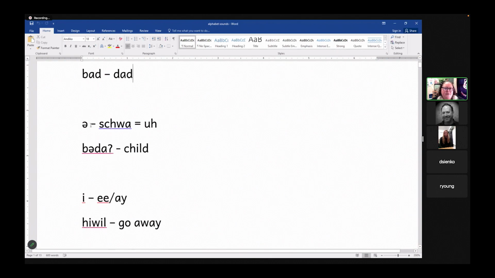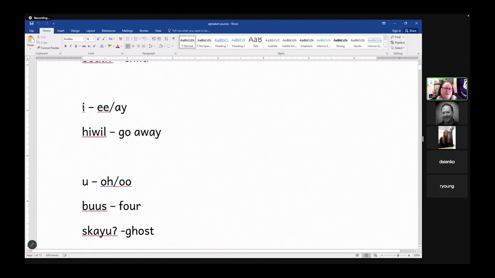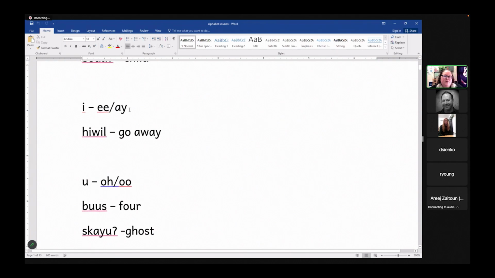Then we have the upside down E, which we call a schwa, and it makes an uh sound, like in badat, badat. And you've got that glottal stop at the end, so it cuts the word off. Badat, badat. The I in Lushootseed makes an E or an A sound, like in the word hay wheel, which means go away, hay wheel. So you've got both sounds.